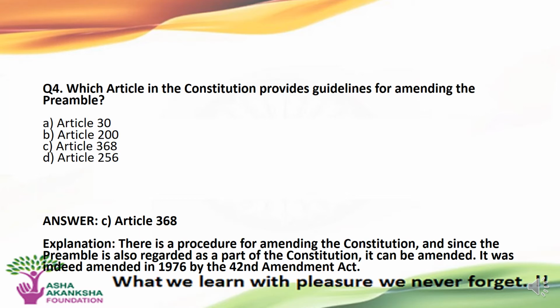The Supreme Court, in various cases, has held that the Constitution is open for amendment, but the amendment should be done in a manner that it does not amend the basic structure or the basic purpose for which the Constitution was enacted in the initial years of free India. And since the preamble is also regarded as a part of the Constitution, it can be amended. It was indeed amended in 1976 with the 42nd Amendment Act, in which three words were added.